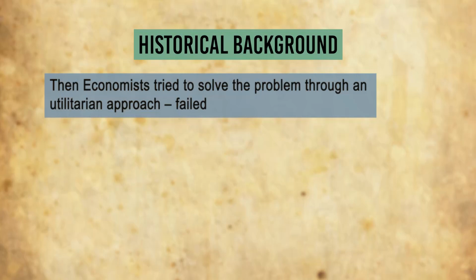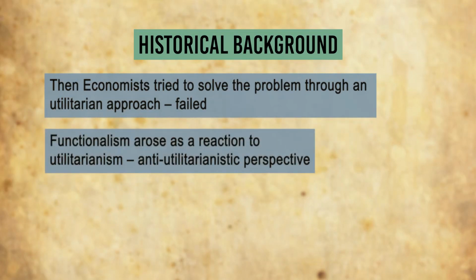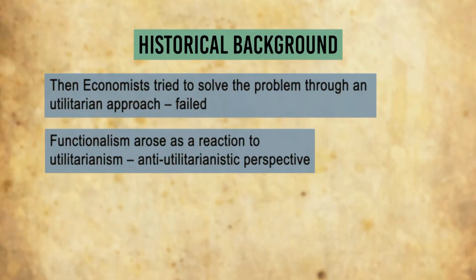If I think what is good for me, I do that. Another person thinks what is good for them, they do that. So again, it's not a situation of consensus. It's not an equilibrium state at all. So after economics failed, functionalism arose as a reaction to utilitarianism. It's very important to remember that functionalism arose in the context of this utilitarian failure. So it became an anti-utilitarian approach.